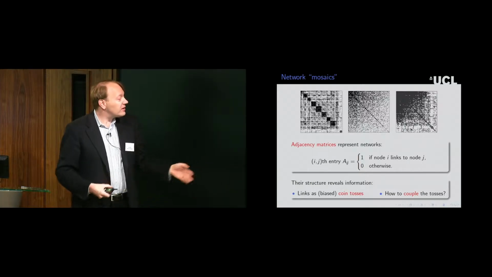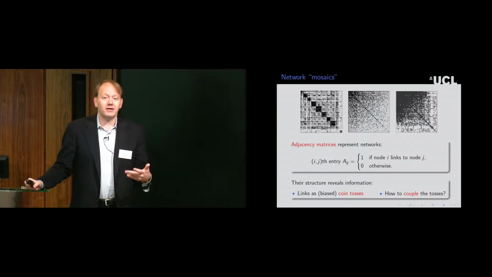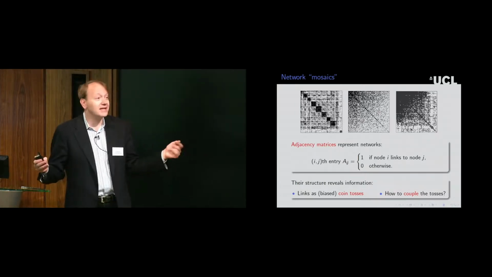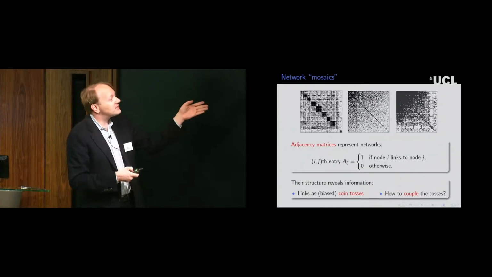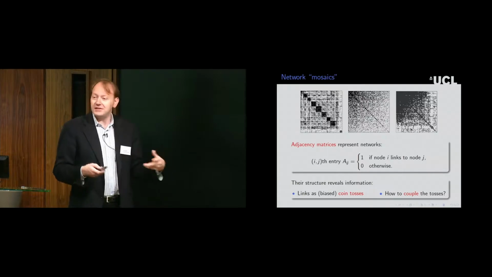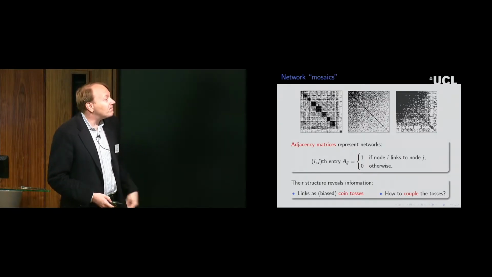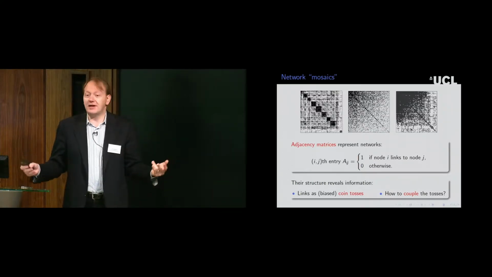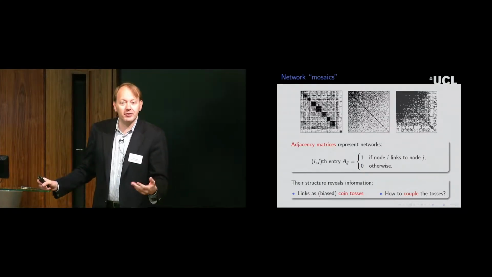Right? So clearly the structure of these types of networks reveals information, but the question, of course, is how to make sense of it. So one place to start from a probability and statistics perspective is to think of the links in a network like this as coin tosses. Think of them as random variables, right?